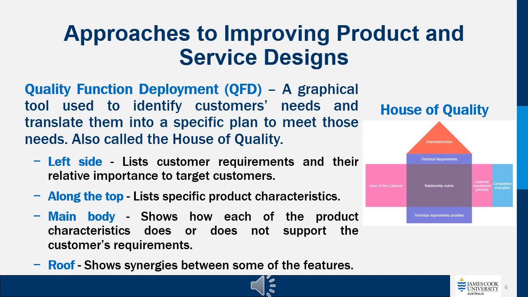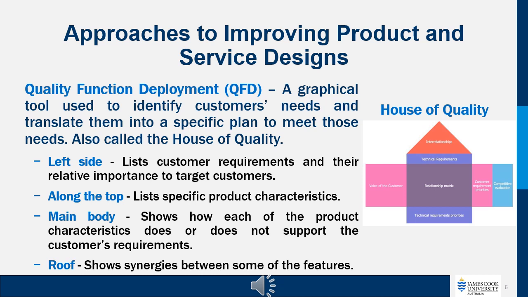Then we have the main body. It shows how each of the product characteristics does or does not support the customer requirements. The main body of the house of quality depicts the relationship between the customer requirements and the product's characteristics. It consists of a matrix or grid that illustrates how each product characteristic relates to each customer requirement. This matrix helps determine the degree to which each product characteristic satisfies the corresponding customer requirements.